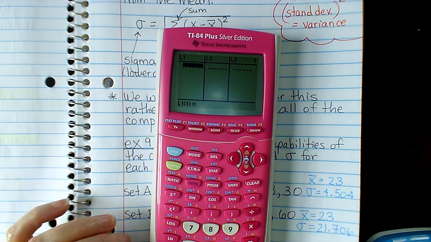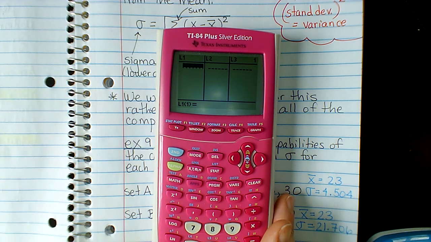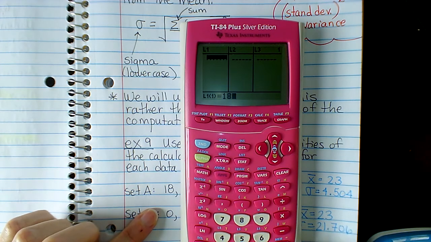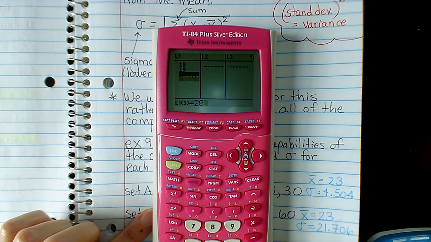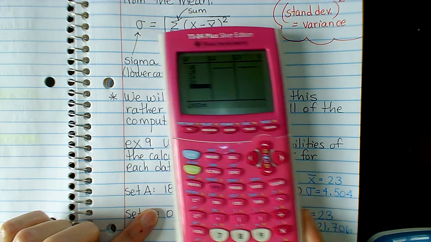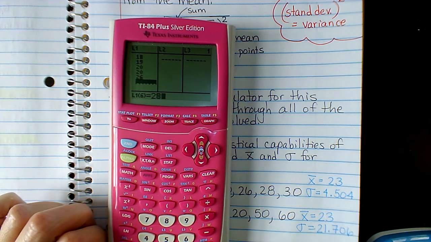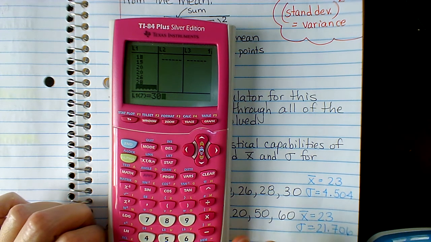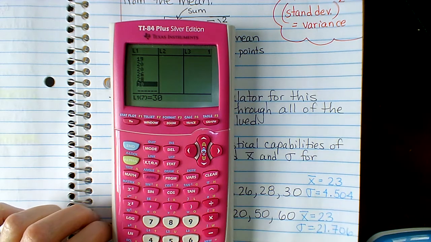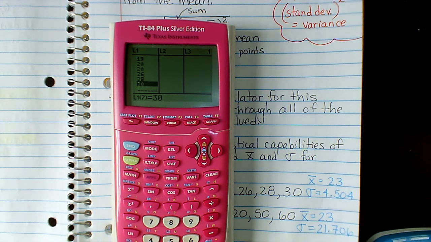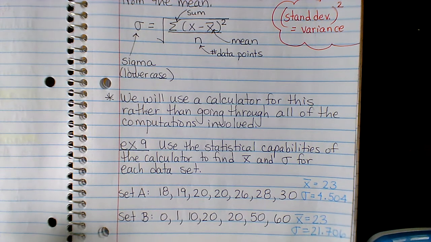So we're going to put these values in for L1 because that's where the calculator looks for the one variable statistics. So we got 18, 19, 20, and I'm just hitting enter each time to enter those in and move to the next number, 26, 28, and 30. So if I go up there and highlight 30, you can see where it says L1 and in parentheses it says 7. That means there's 7 data points. So just a quick check, 1, 2, 3, 4, 5, 6, 7, just to make sure I have them all.